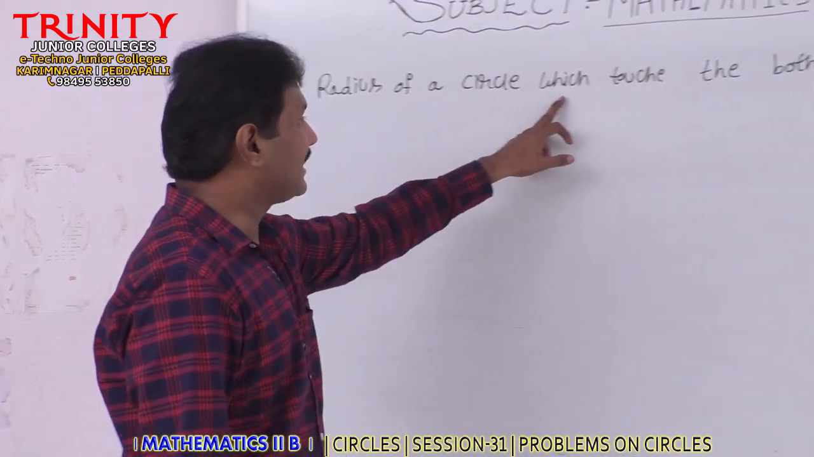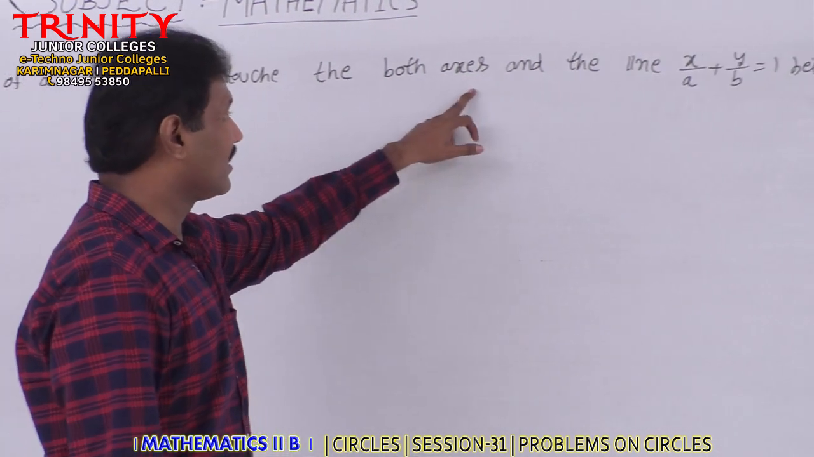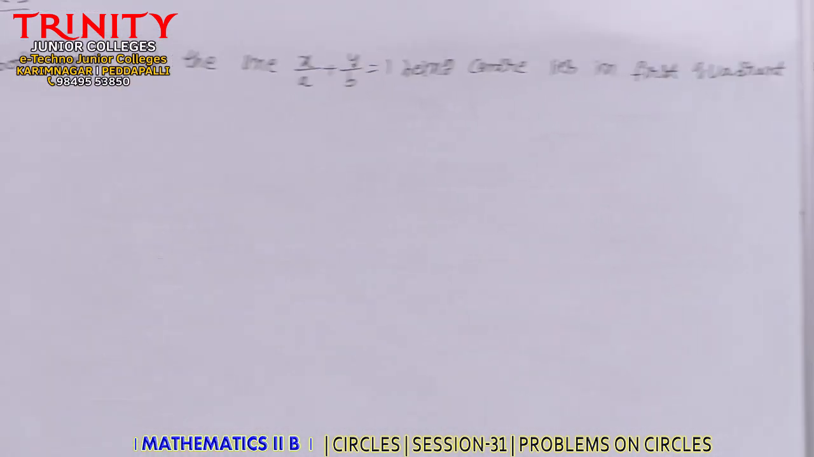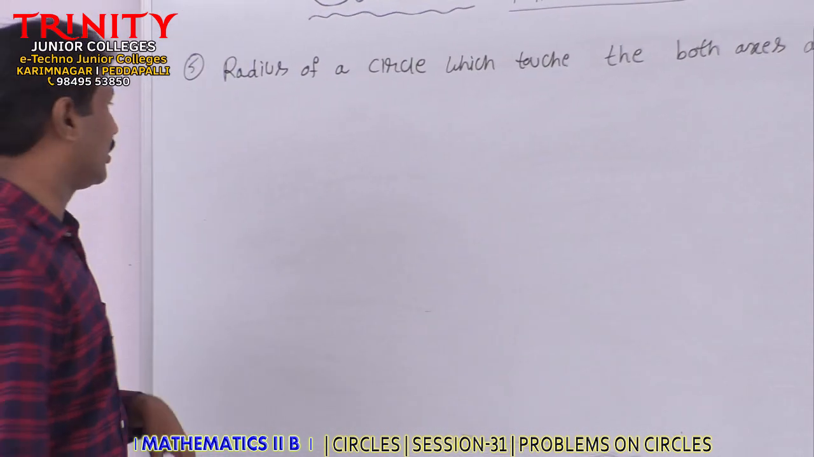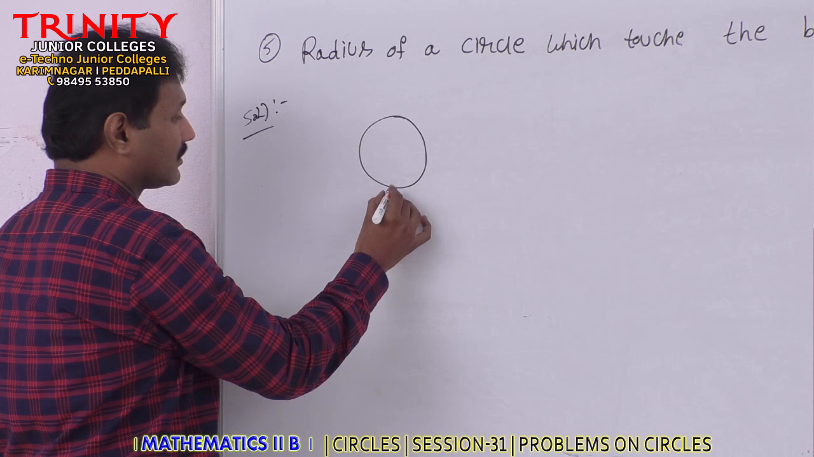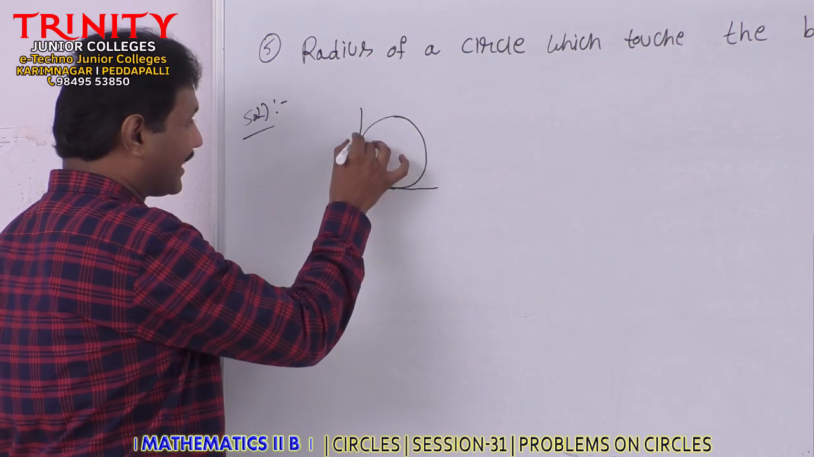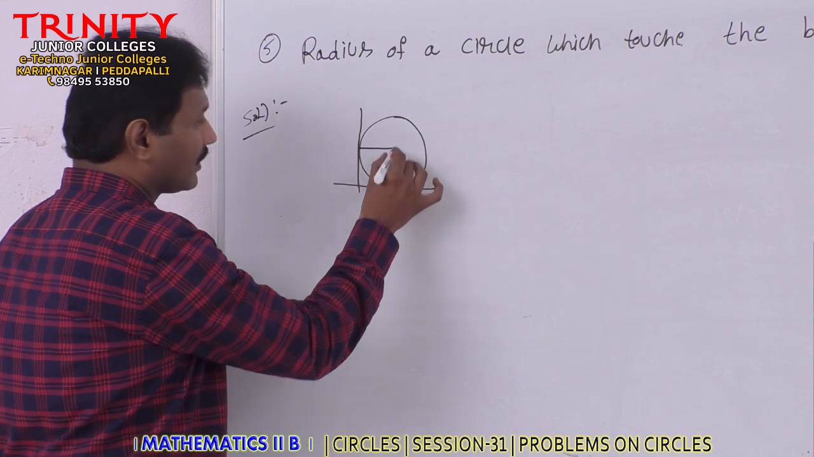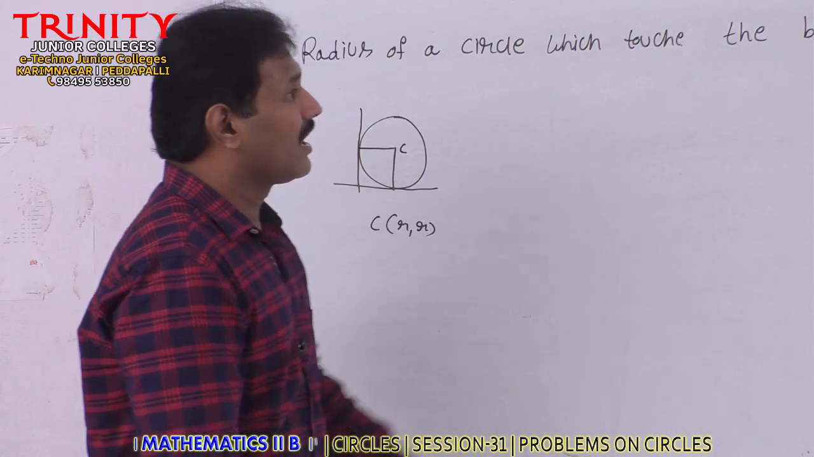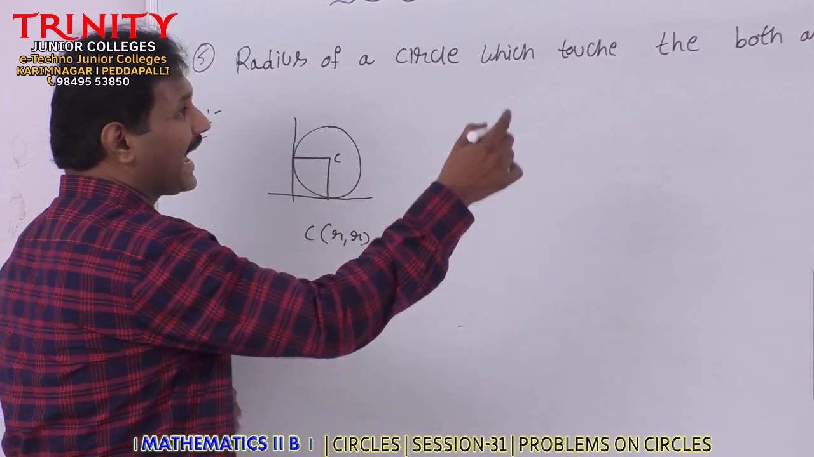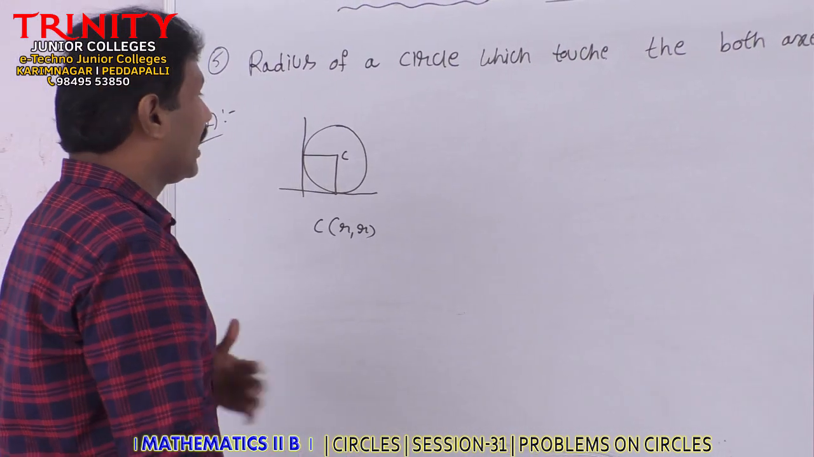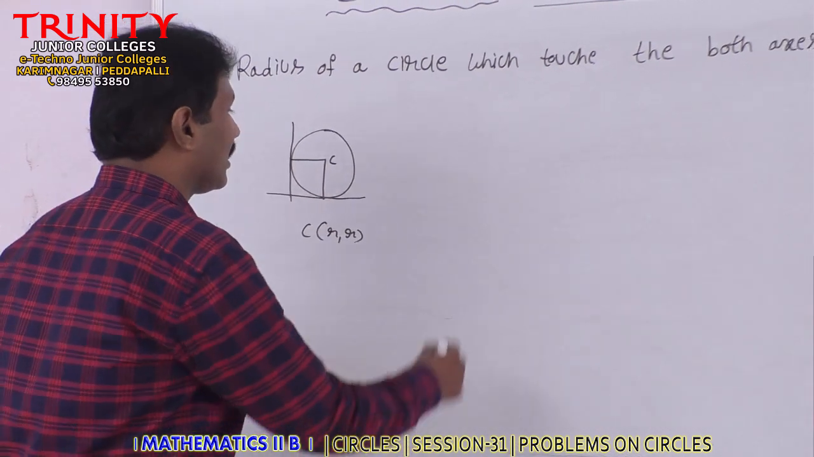Find the radius of a circle which touches both the coordinate axes and the line, the center lying in the first quadrant. In the previous concept we know that any circle which touches both the coordinate axes has center (r, r). It also touches the line x/a + y/b = 1, the center lying in the first quadrant. Here two different radii are possible.